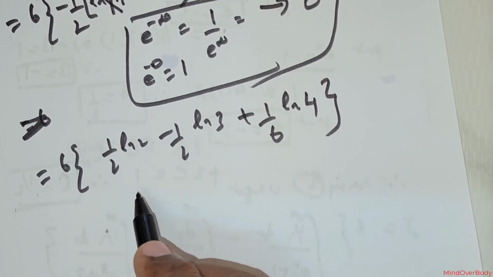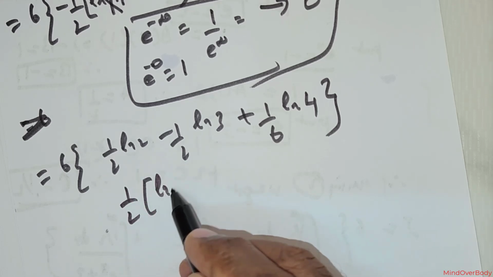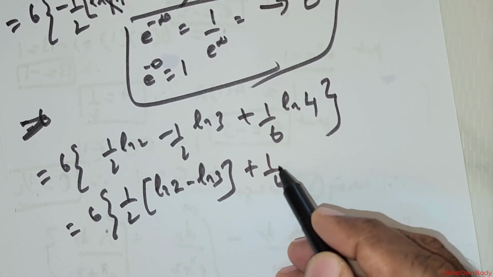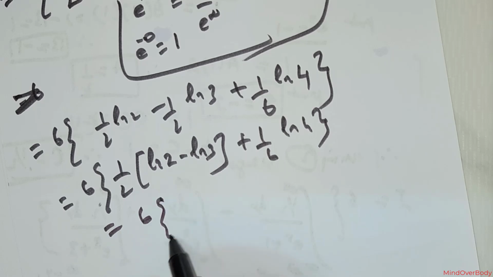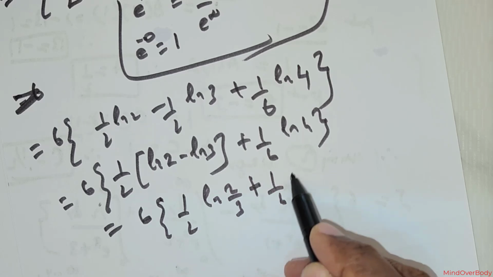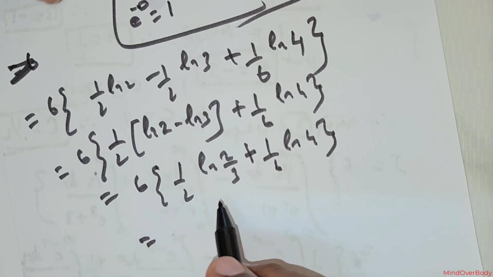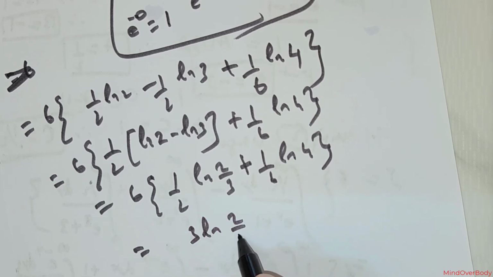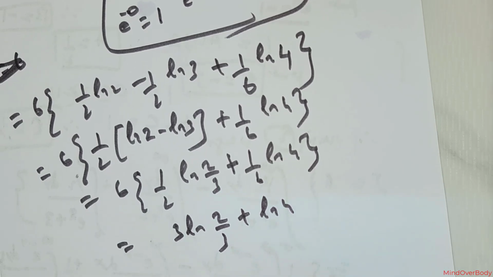Now you can take 1 over 2 out, and this is ln 2 minus ln 3, and this is ln 4. Let ln 4 be as it is. Now this is going to be 6 times 1 over 2 ln 2 over 3 plus 1 over 6 ln 4. Now when 6 enters in, this is going to be 3 times ln 2 over 3 plus ln 4. This is what I'm getting.